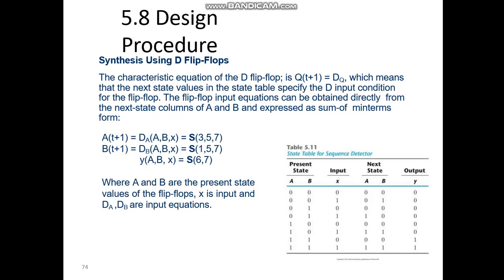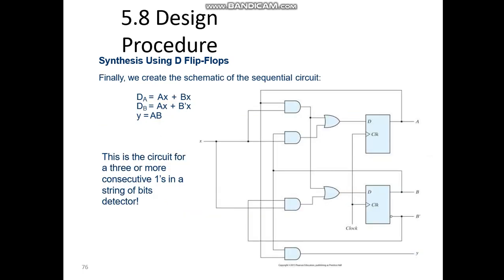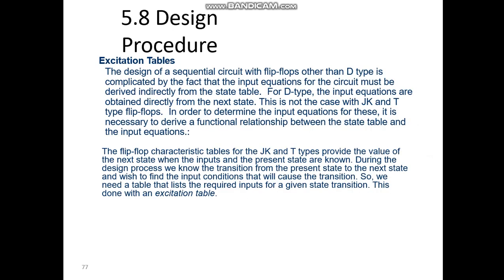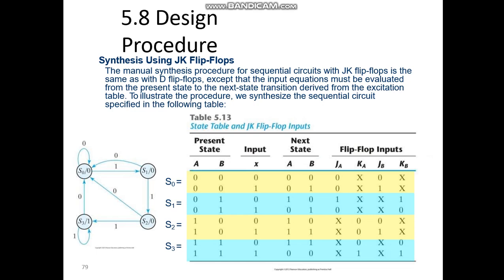Then you have to get the output, then use the K-map, then the D flip-flops. Then you have to draw the excitation table. How do we know the excitation table of the JK flip-flop and D flip-flop? Below we show the excitation table for JK and T flip-flops. Note that these tables show the present state Q(t) and next state Q(t+1), and the columns for each input show how the transition occurred. Note a small error in the book: it should be a plus.